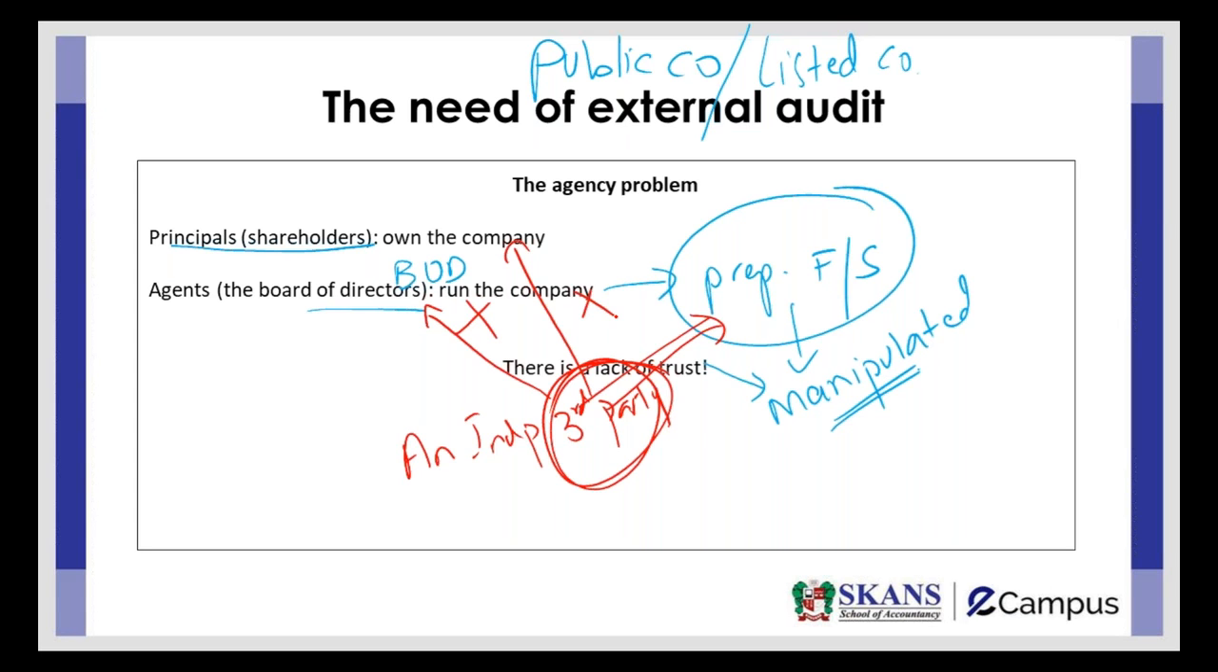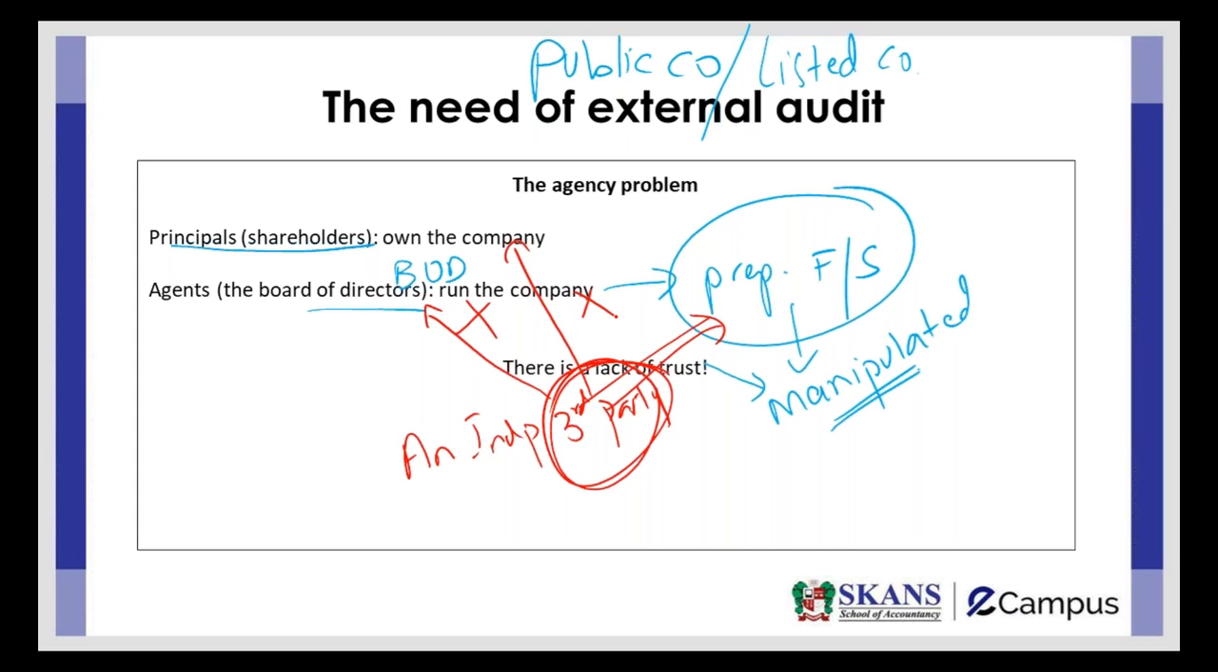So what have we done up till now? Assurance and no assurance engagements are offered by audit firms. One example of an assurance engagement is external or independent audit. Independent audit can only be done by a third party, a person or a firm who is not a shareholder or a director. And when I say audit, I'm simply checking whether the financial statements are okay according to the reporting framework. This is the idea behind the need of external audit.